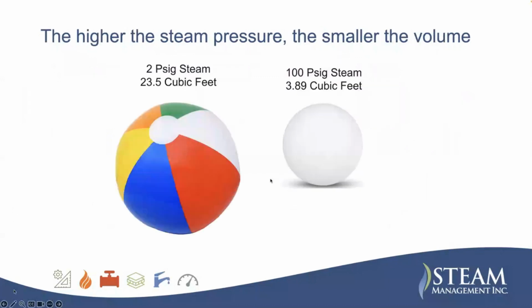Now, what's weird is the higher the steam pressure, the smaller the volume. It goes against everything we said. So at 2 psi steam, the volume is almost 24 cubic feet. At 100 psi, it's almost 4 cubic feet. So what happens is, the higher the pressure you have, the more steam you have to push into that pipe to fill the pipe up. So the lower the pressure you can run at, the less steam you need to fill your pipes and get to your process.